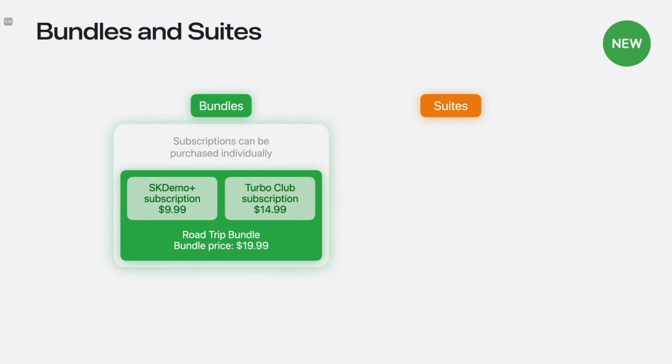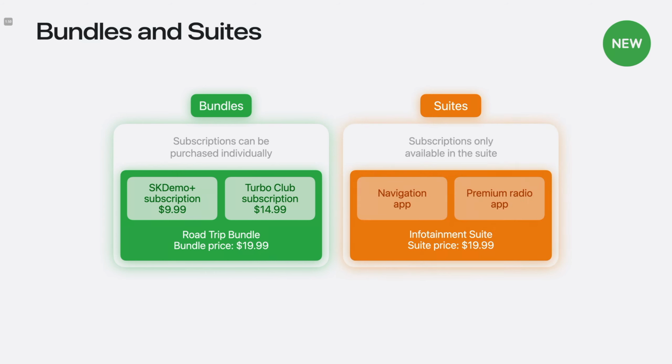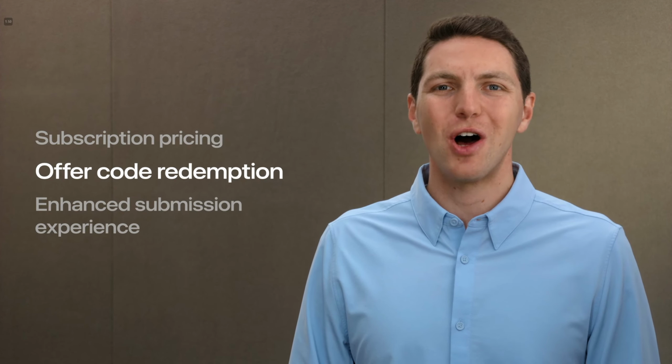A bundle is a group of subscriptions which can be purchased individually, but are sold together in a single purchase and offered at a better price than purchasing all of the subscriptions individually. A suite is a group of subscriptions which only exist in the context of the suite. These subscriptions cannot be purchased individually, but together typically provide service to a related set of apps. You can start testing the APIs for bundles and suites in Xcode 27, and more details in this program are coming later in 2026.